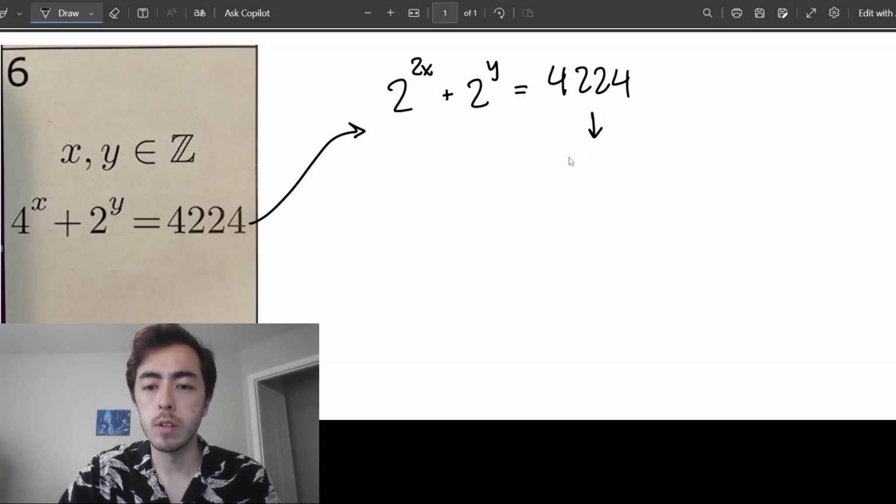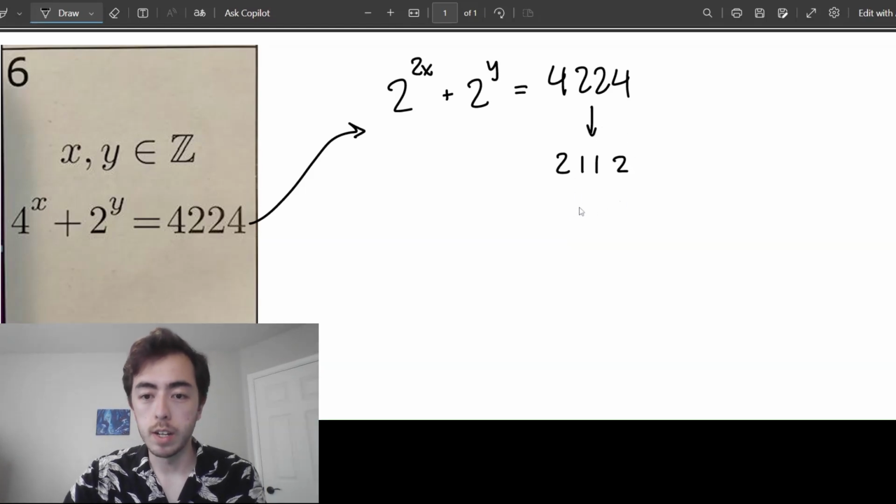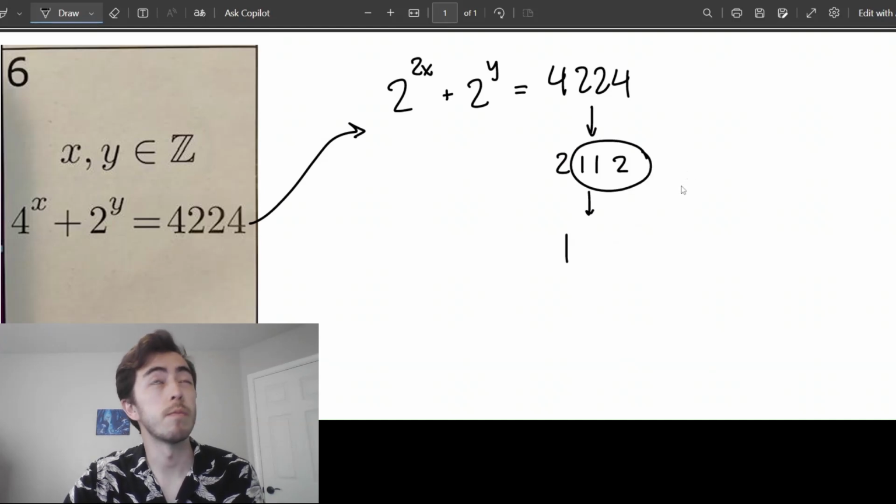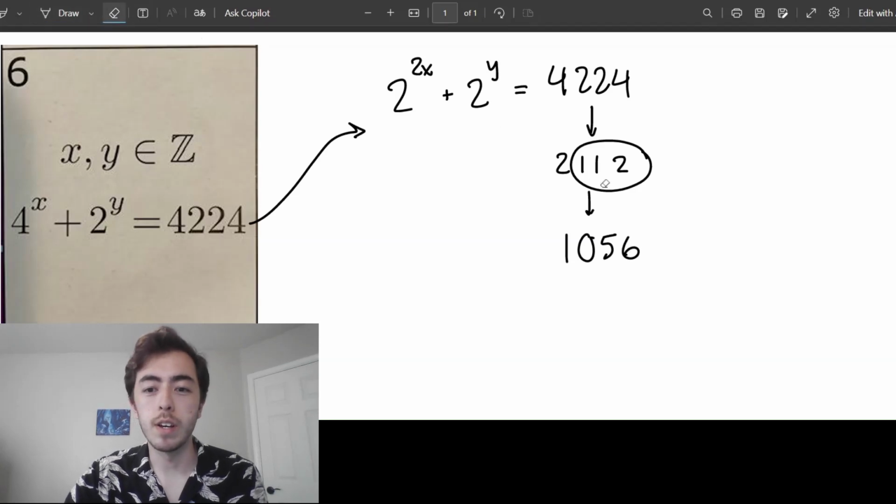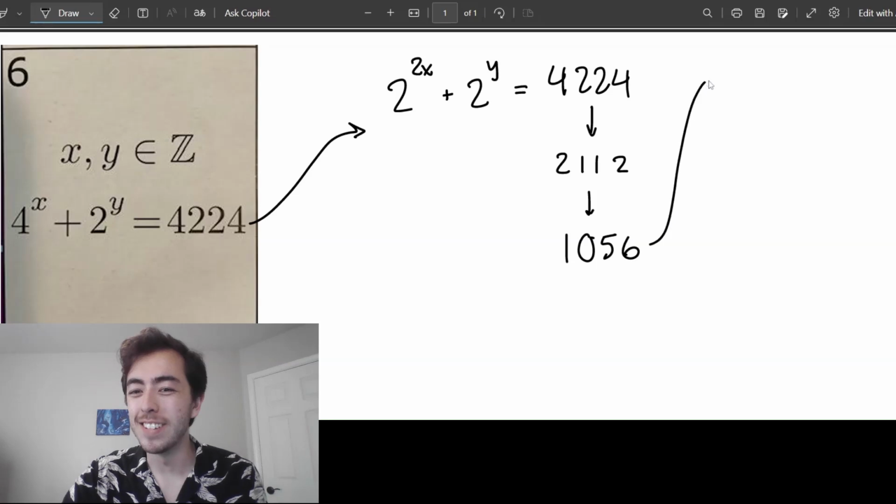If I divide this by 2, I'll get 2,112. Dividing it by 2 again, I get 1,000 and then whatever half of 112 is, which would be 56. So we get 1,056. I'm just going to keep going until I can't anymore. Dividing 1,000 in half, we get 500. And then dividing 56 in half, we get 28. So 528. Dividing in half again, 250 plus 14, so 264.